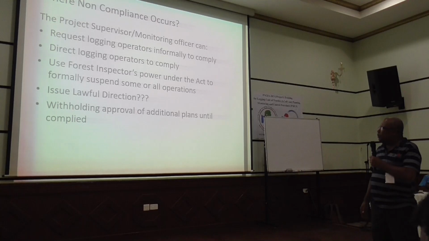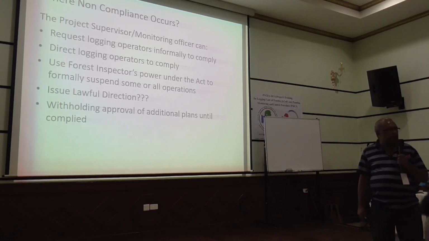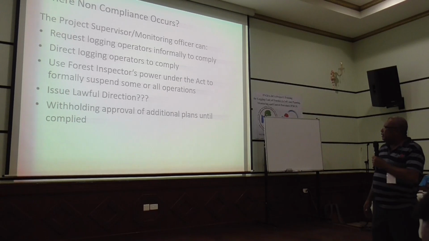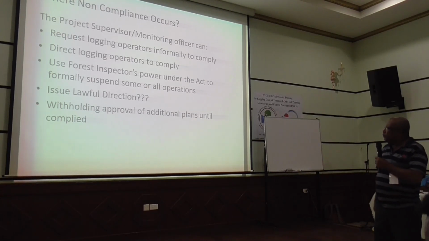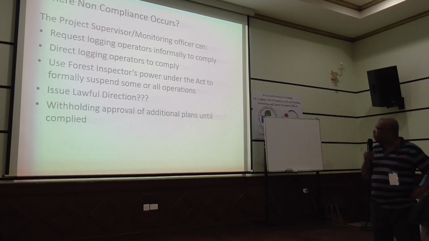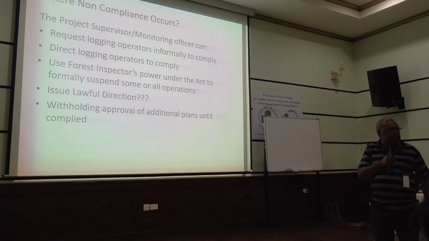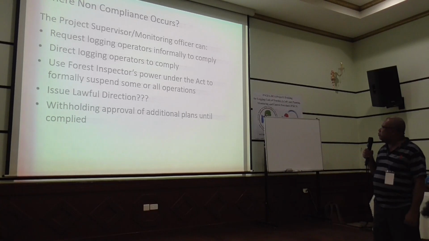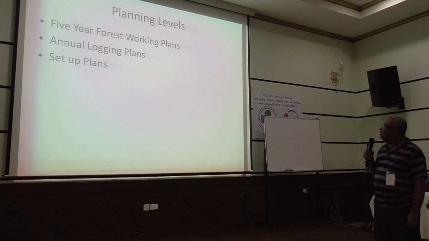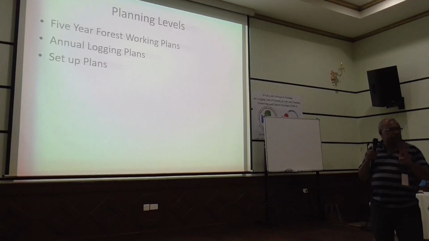And of course, you all know about the lawful direction. You all heard about it. If you see that lawful direction, you can withhold approval of additional setups or annual plans. You have that kind of authority. So we all know that there are three types of planning: 5-year, annual, and setup plans.